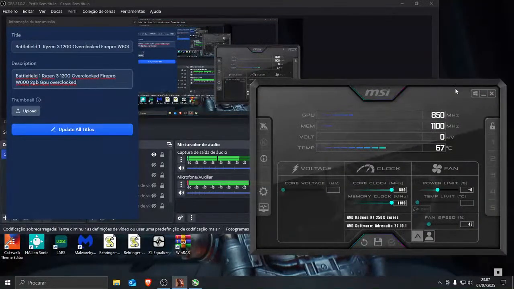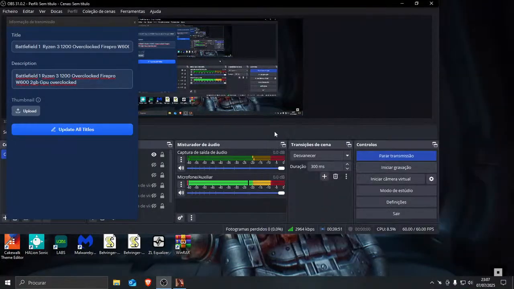Okay guys, I hope you guys enjoyed that. That was a little bit of Battlefield 1 on the overclocked Ryzen 3 1200 and then the Radeon W600 FirePro card with 2 gigs of VRAM, all in overclock.